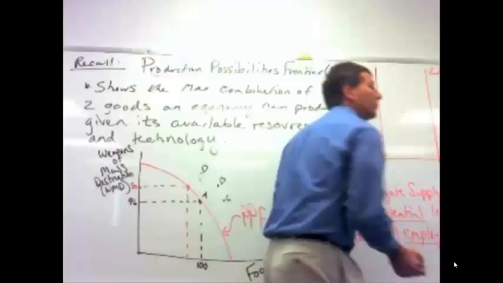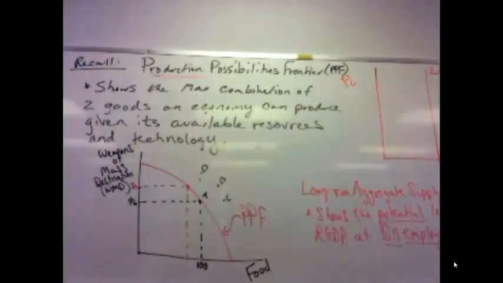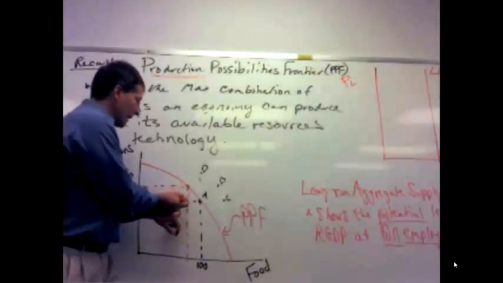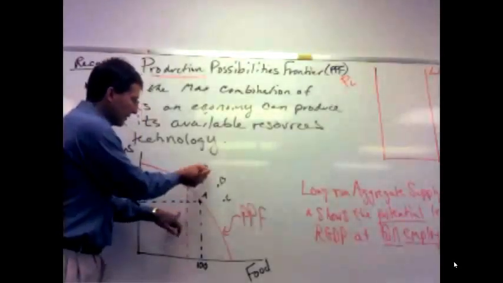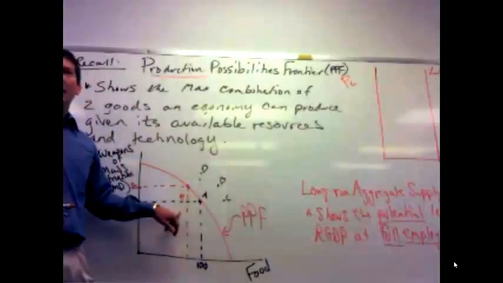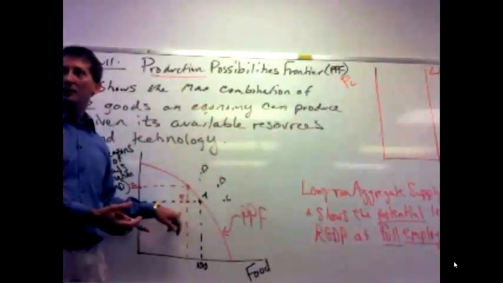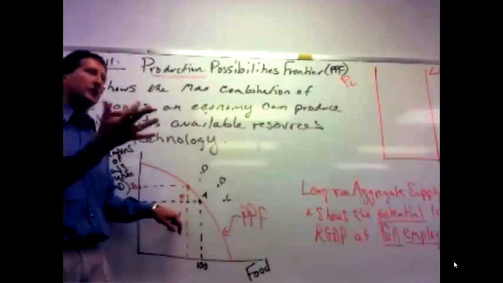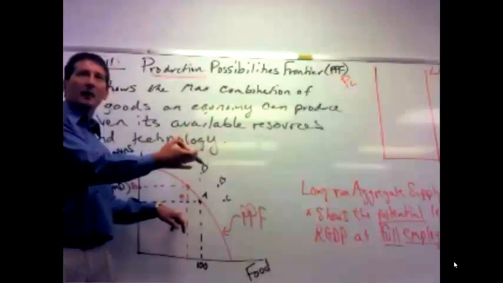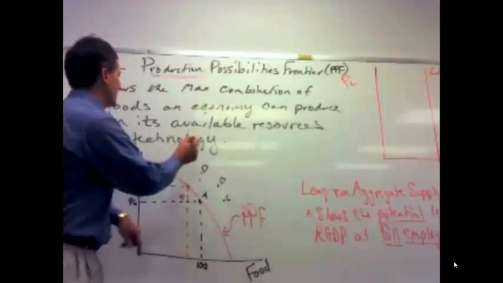So I'm sneaking in a new word on you. This is the first time I've introduced that. Full employment. As John pointed out, inside this frontier, let's pick some point here, E. We're not fully employing all of our resources. Either there's some unused labor, some unused capital, or maybe we're using it up, but we're not using all of the technology at our disposal, right? So technology sneaks into the picture too.